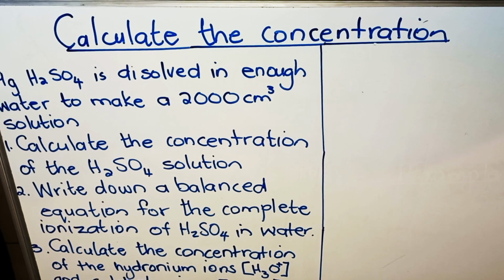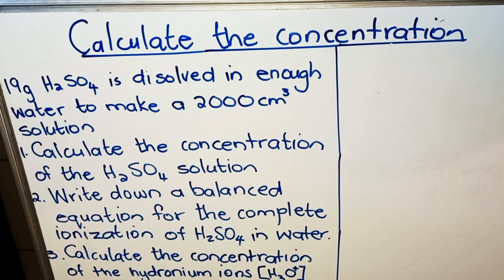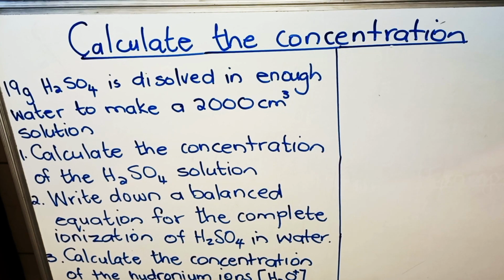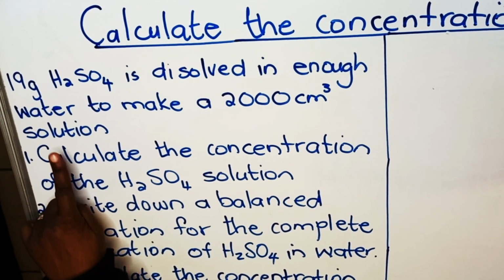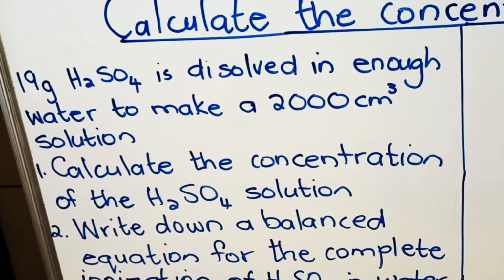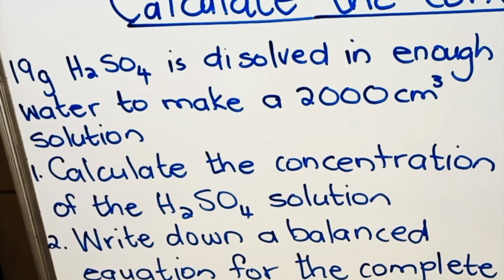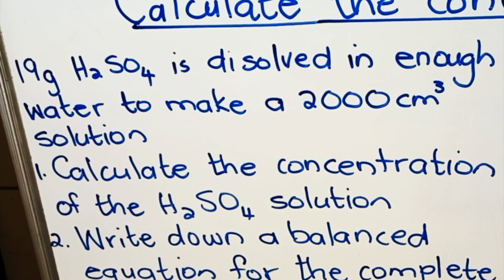Hello everyone. In this lesson, I'm going to show you how to calculate the concentration. It's concentration of anything, but in this particular video, we're going to calculate the concentration of an acid. So here, we're given a statement that 19 grams of sulfuric acid, H2SO4, is dissolved in enough water to make a 2000 centimeter cubed solution.